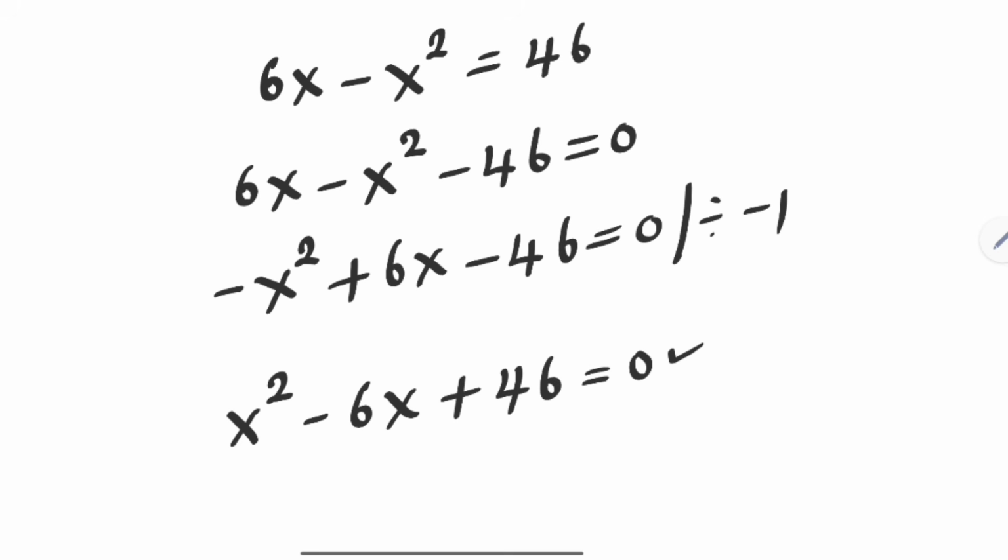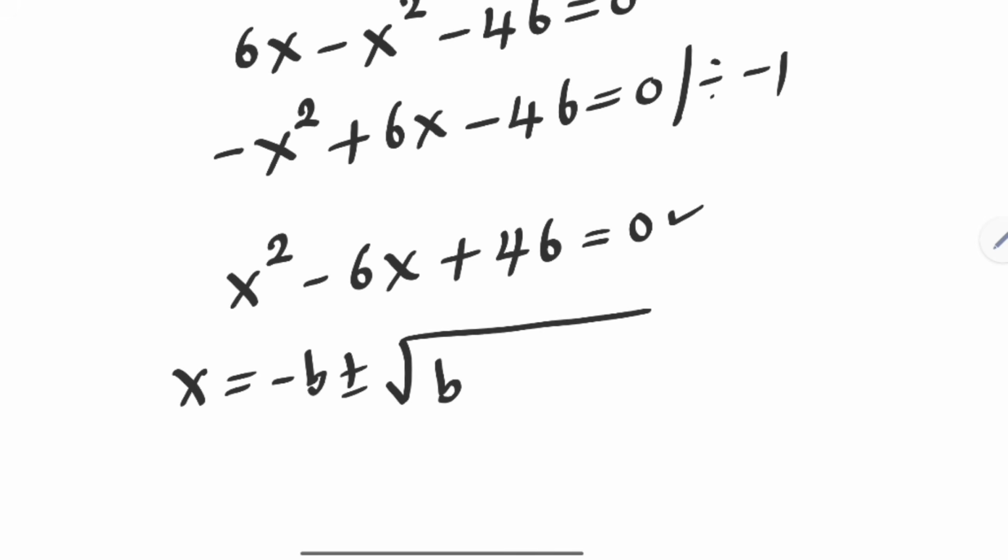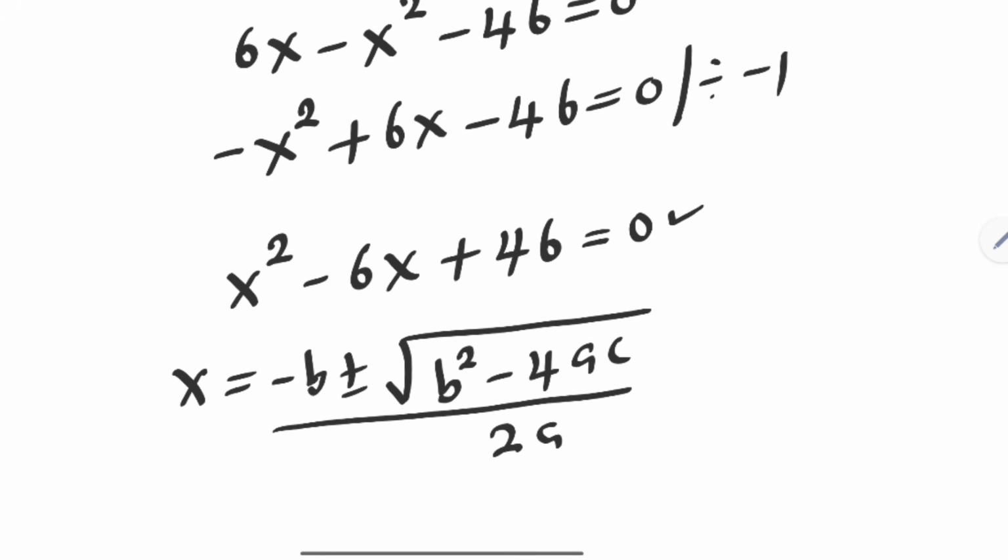Let us solve this using the quadratic formula. x is equal to minus b plus or minus square root of b squared minus 4ac, divided by 2a. Then from this equation, a is equal to 1, b is equal to minus 6, c is equal to 46.